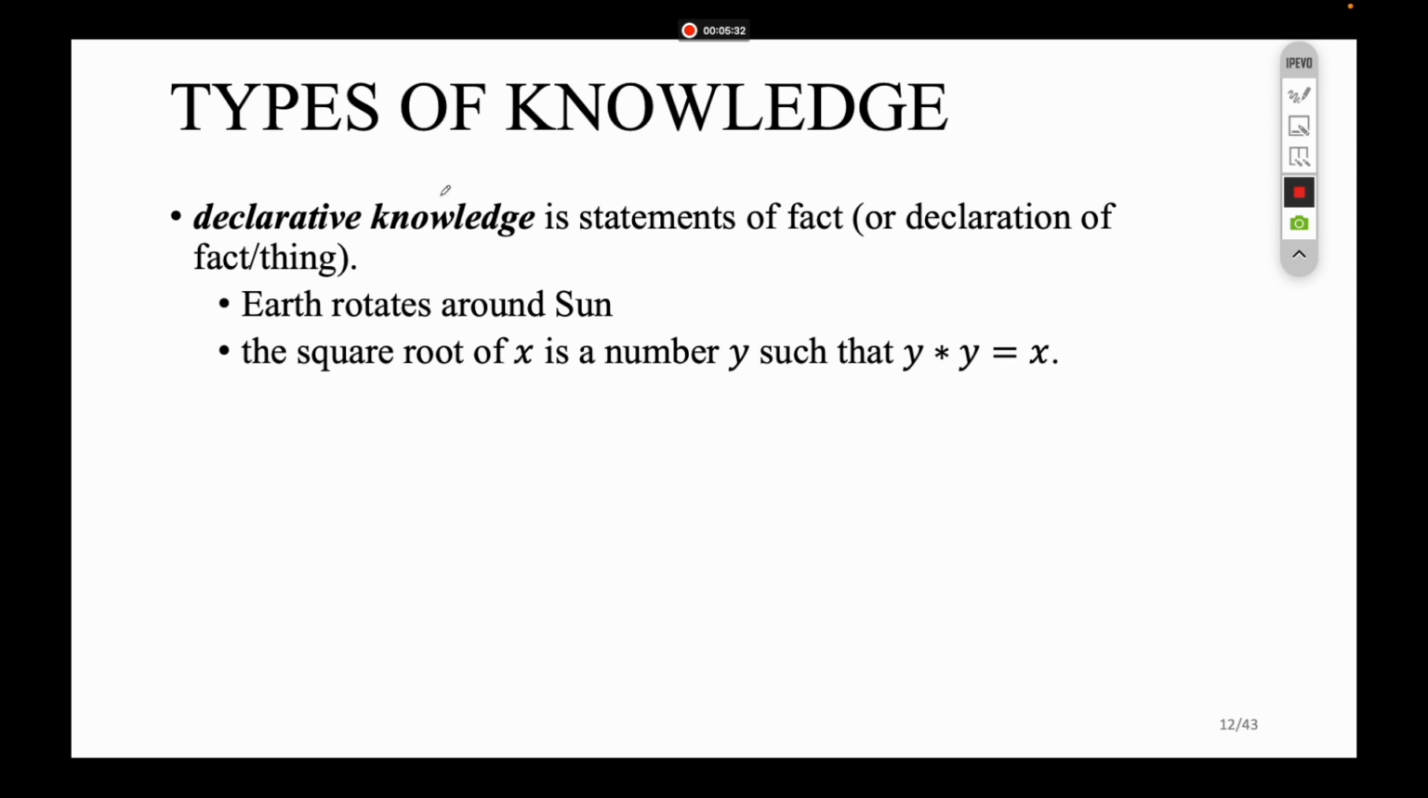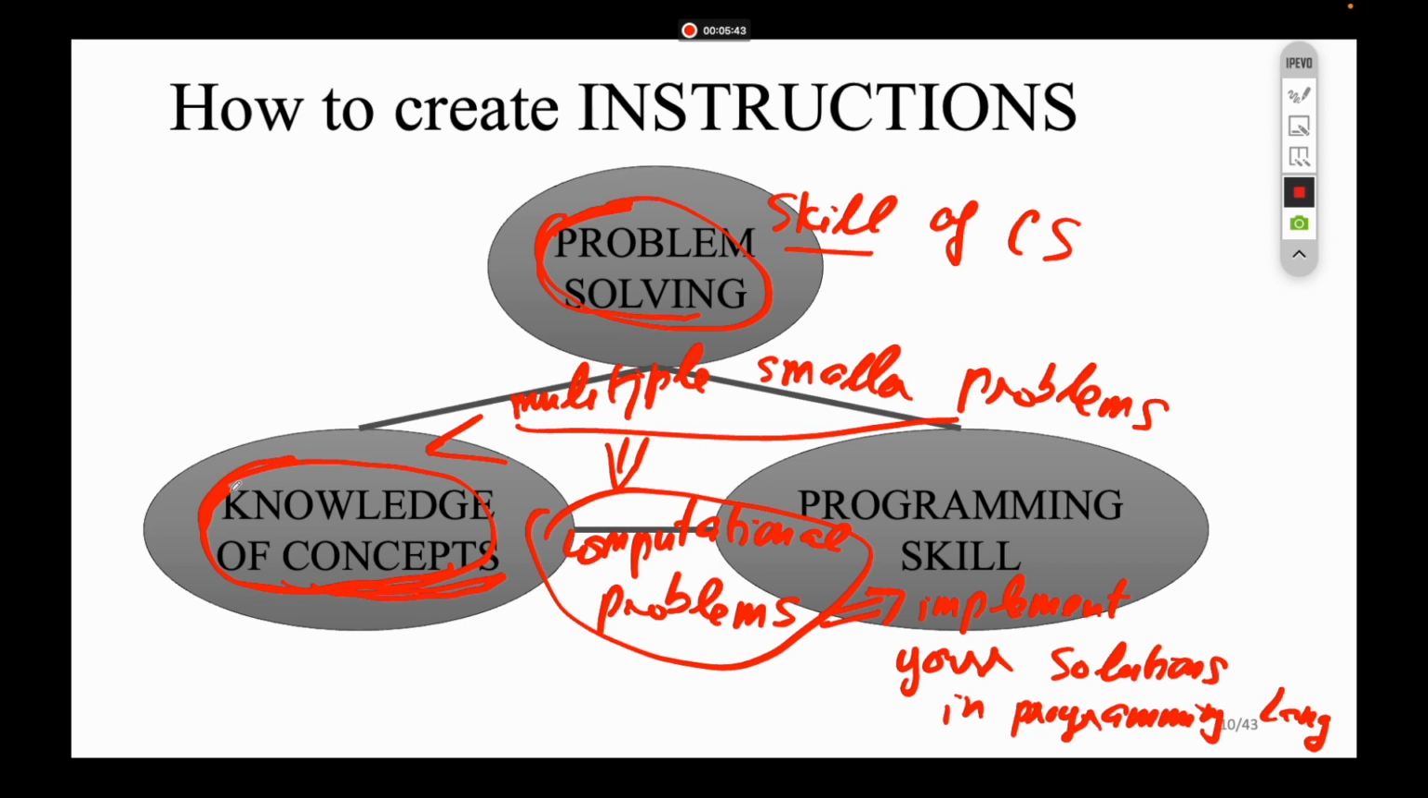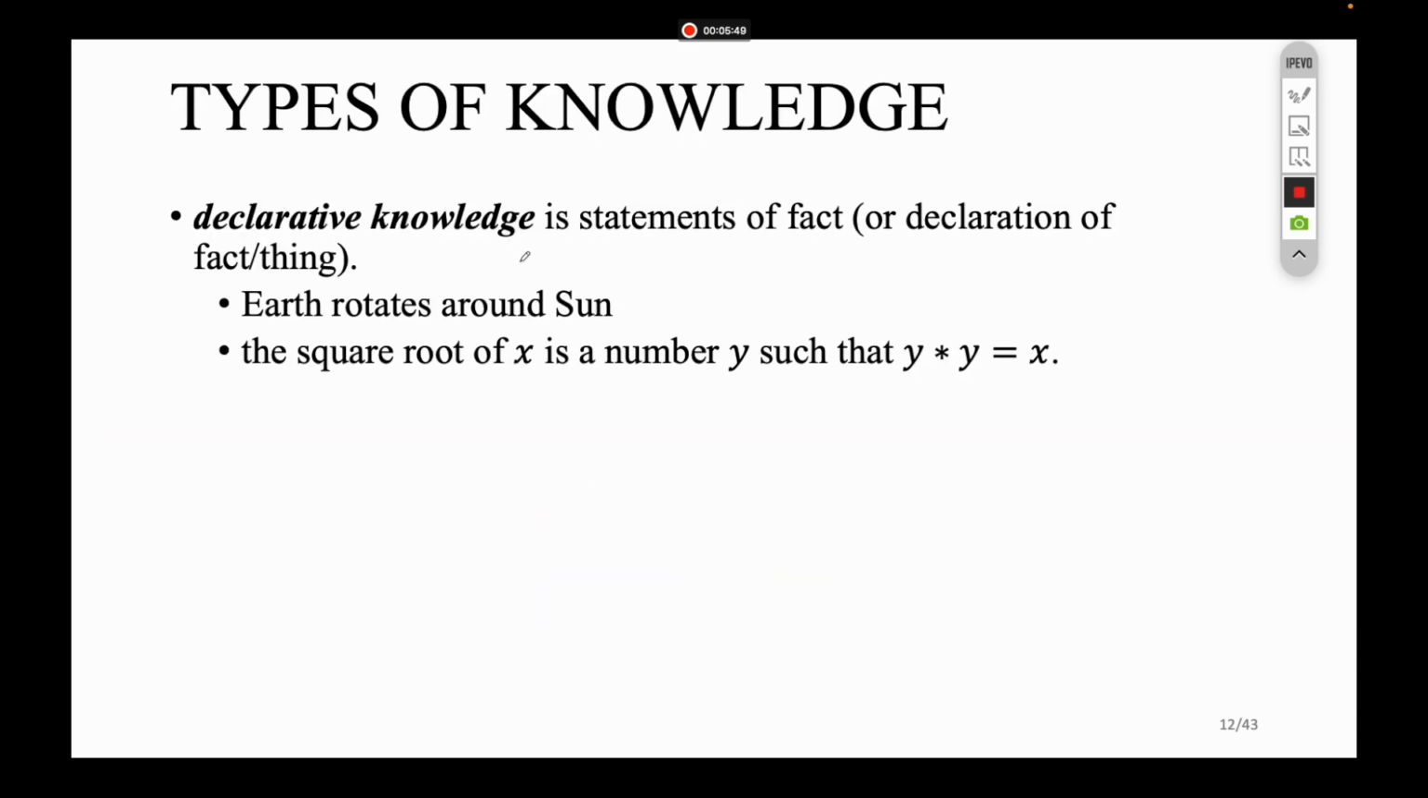Okay, so the next one we're gonna talk about is knowledge, totally different from what we already talked about here. I would like to say it's some kind of thinking, the way you think. This is what we call declarative knowledge. It is what normal people think. I mean normal people here means non-programmer thinking.